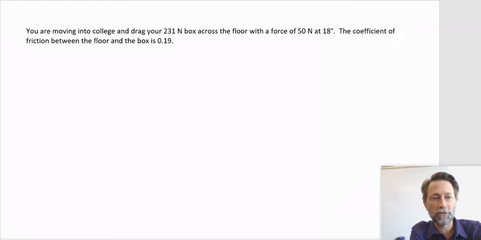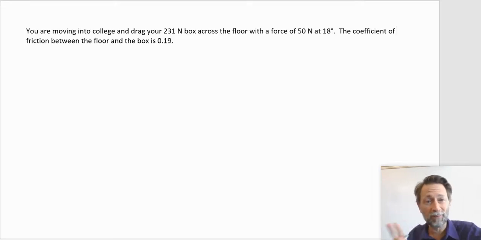So remember that the coefficient of friction tells you how smooth or rough the surfaces are, and it is generally under 1. So the closer to 0 it is, the smoother it is. The closer to 1 it is, the rougher it is. It doesn't mean that it can't be above 1. It just means above 1 would be really, really rough, like maybe two heavy pieces of sandpaper rubbing against each other.